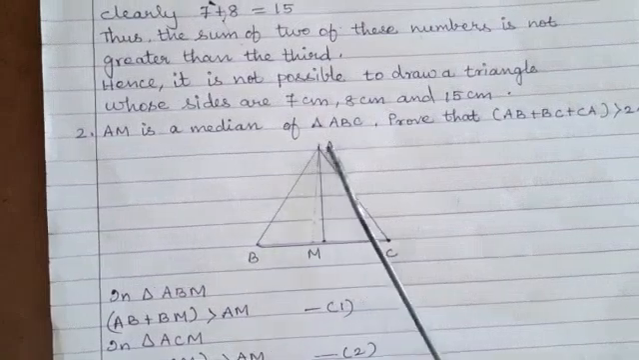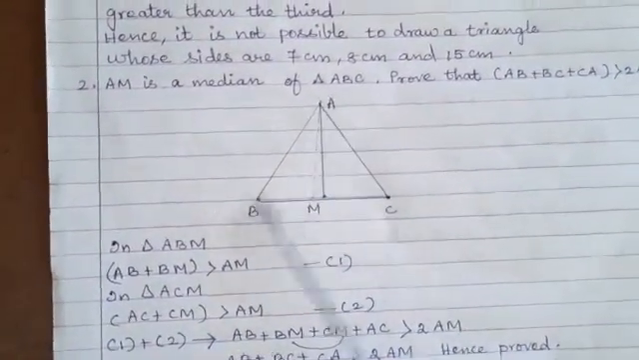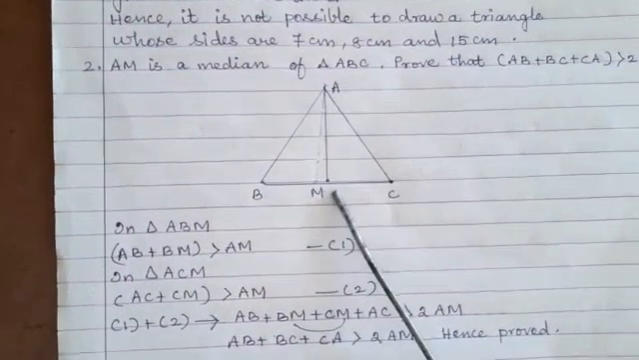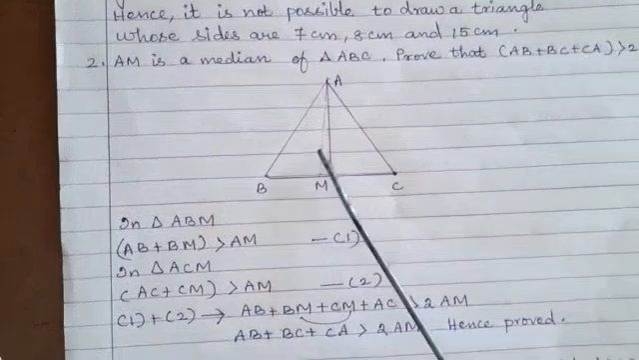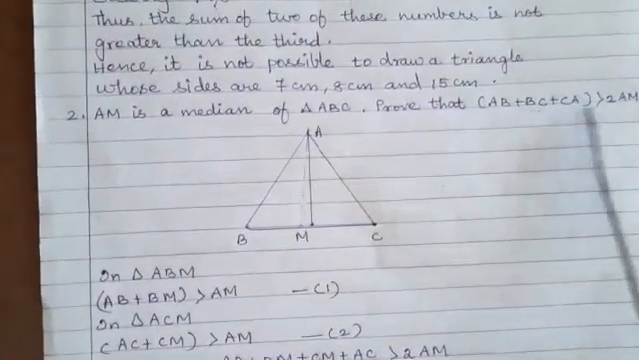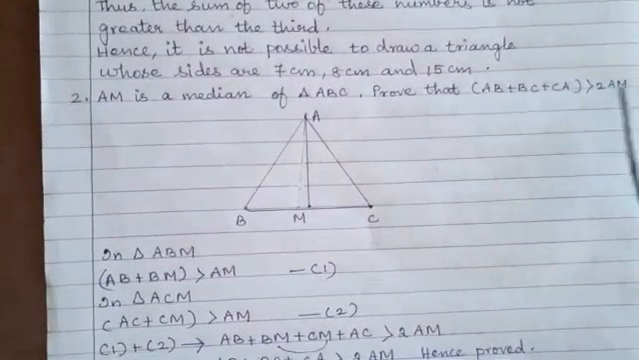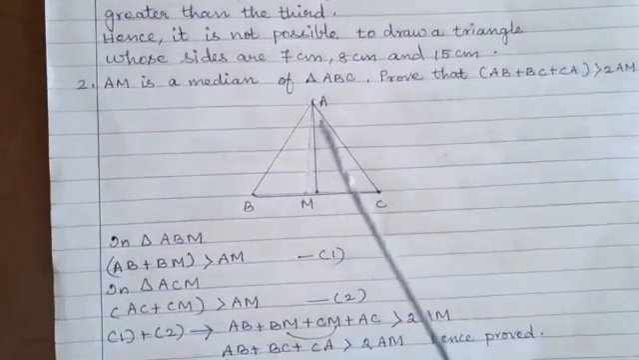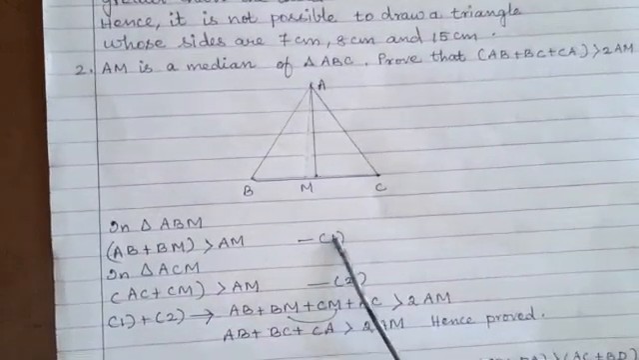Now first we will take the triangle ABM. I am taking two sides, the sum of two sides AB plus BM is greater than AM. Why have I taken these two sides? According to the question, we have to prove 2 times AM is greater than the third side, so I am keeping AM as the third side. So AB plus BM is greater than AM, that is equation number 1.